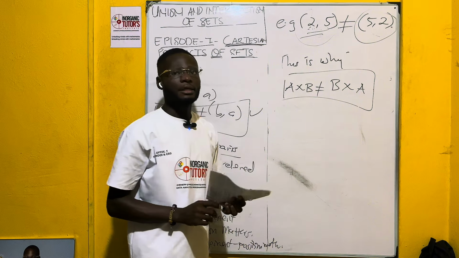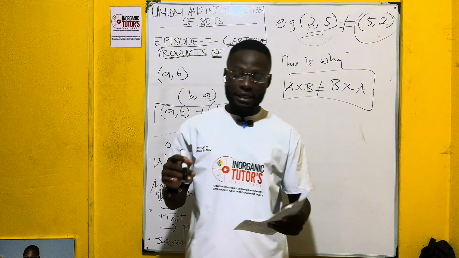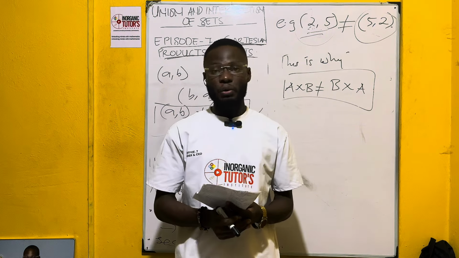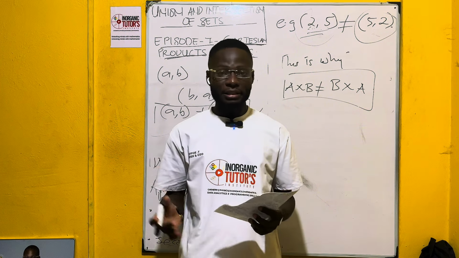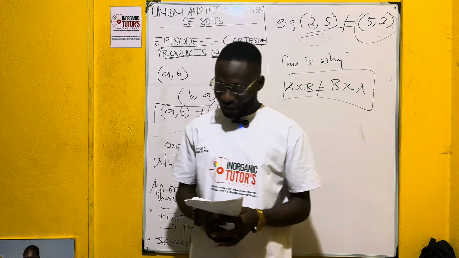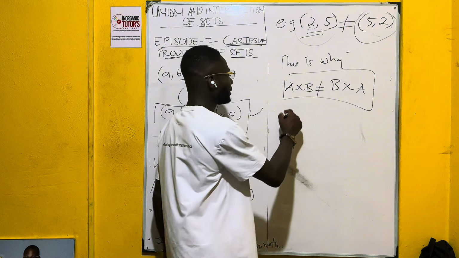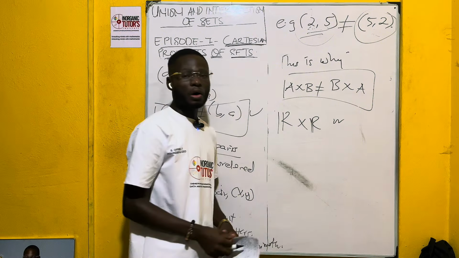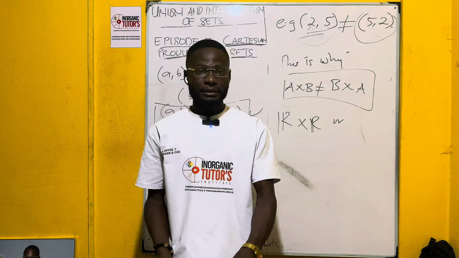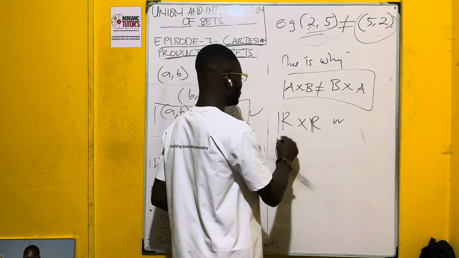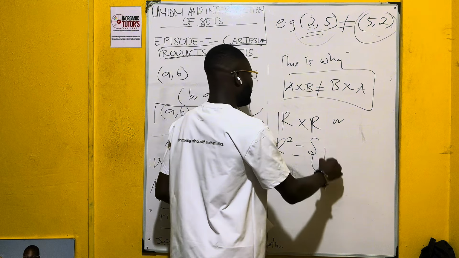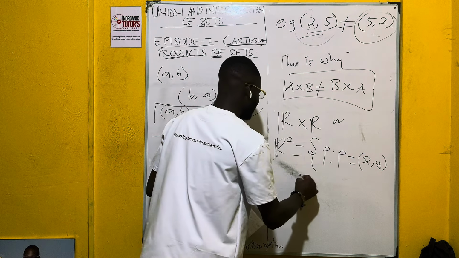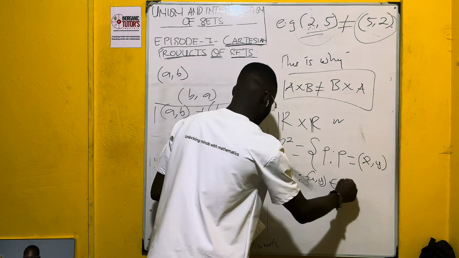We all know that the Euclidean plane is defined by the set R cross R. And we know that R cross R, or what you can also say, R squared, is equal to the set of P such that P is equal to (X, Y), such that (X, Y) belongs to R.